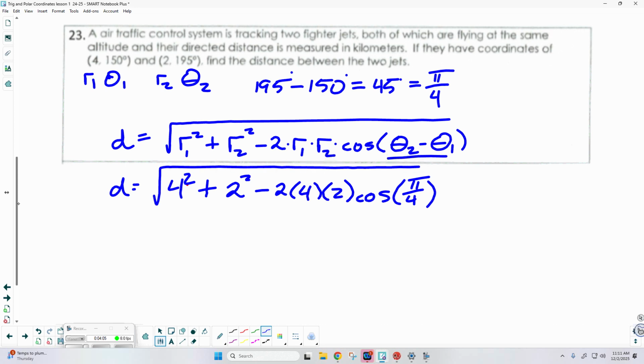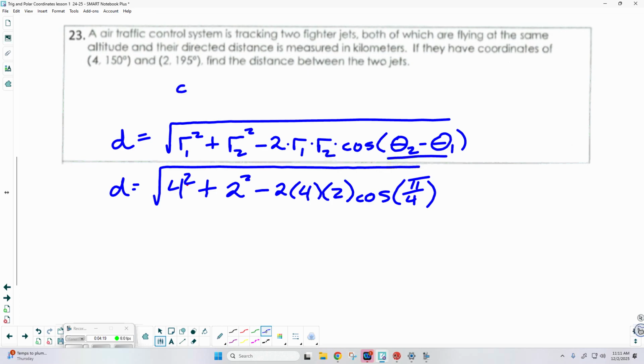Now remember one thing about cosine: was it an even or an odd function? Even, okay? So remember, even means this. Let me write this out. If I have cosine of negative theta, that just means cosine of theta. That negative on my variable simply disappears. So if you happened to subtract 150 minus 195 and gotten a negative, that wouldn't have changed anything. You still would have gotten the right answer.